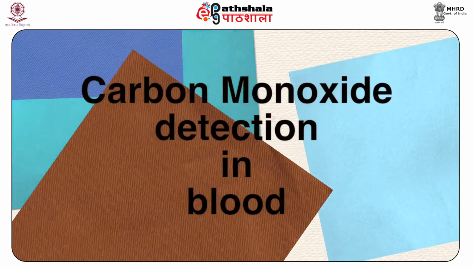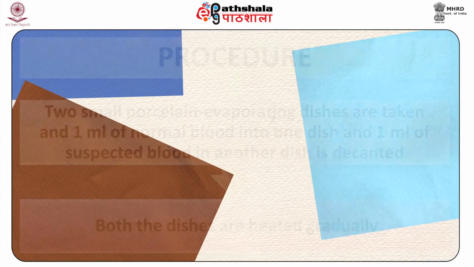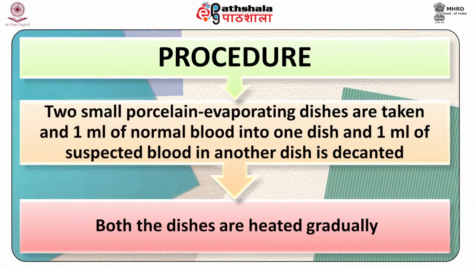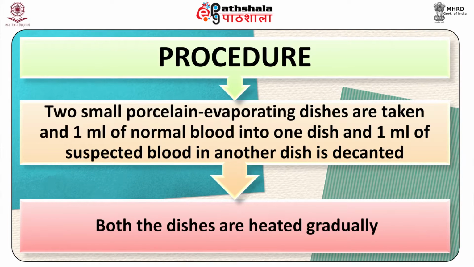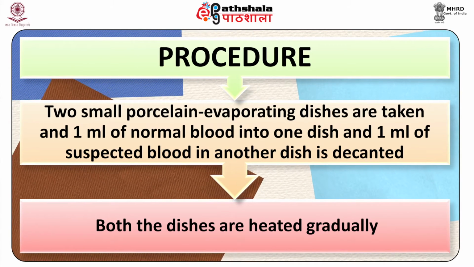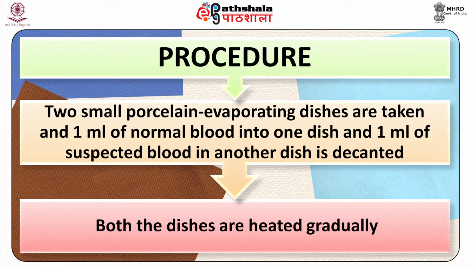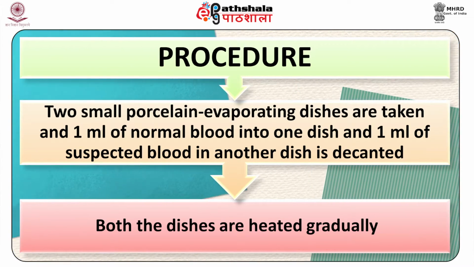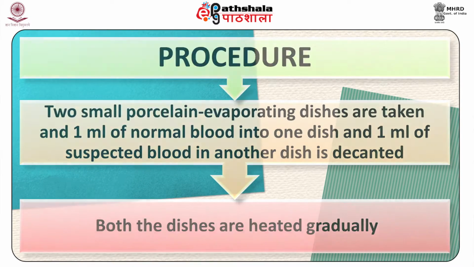Next is carbon monoxide detection in blood. 2 small porcelain evaporating dishes are taken and 1 ml of normal blood into one dish and 1 ml of suspected blood in another dish is decanted. Both the dishes are heated gradually. The normal blood will change to a brown-black, whereas the blood having carbon monoxide will become brick red. This test is sensitive to 40% carbon monoxide.